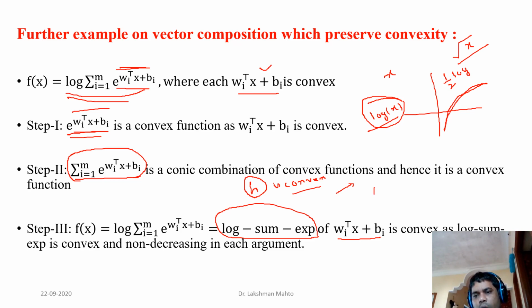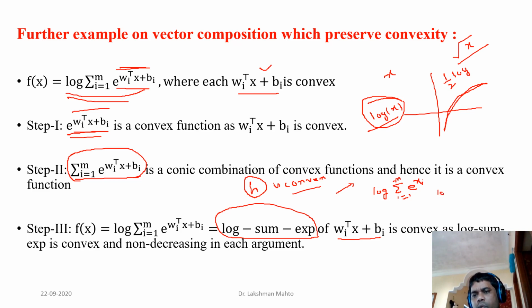It is convex, also increasing with respect to argument. How? You can look at it this way. Just take, for example, log sum exponential. I'm talking about log sum exponential, the simple exponential. I'm taking e to the power x_i. So it is increasing in argument, e to the power x_i.